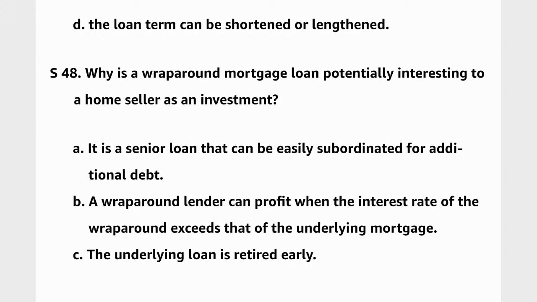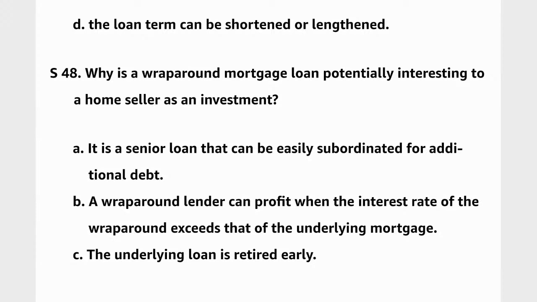So you wrap around a mortgage loan. So you've got a loan, you wrap something else around it, another loan, a mortgage around it. Potentially, why is a wraparound mortgage loan potentially interesting to a home seller as an investment? So the home seller is the investor, and they would be selling it to someone else, like on owner financing, with another loan around their loan. So why is that potentially interesting to a home seller as an investment?